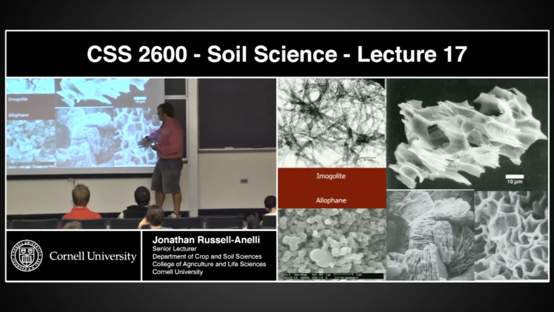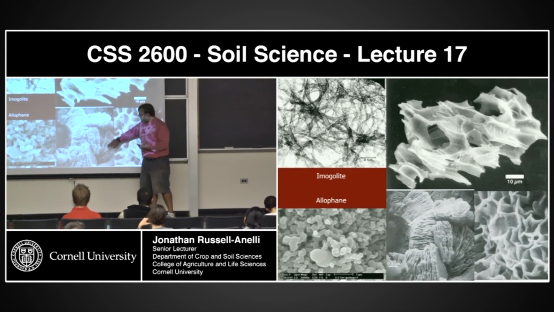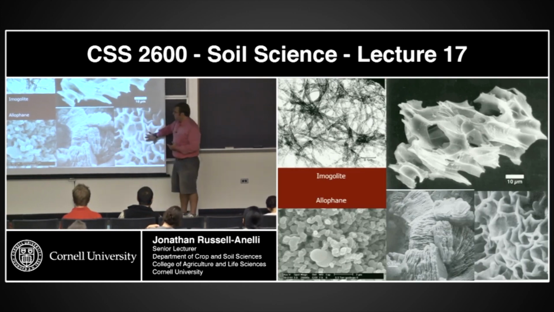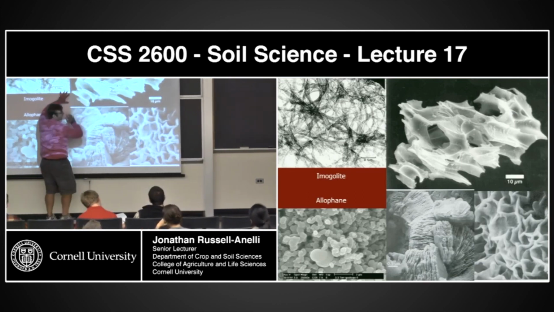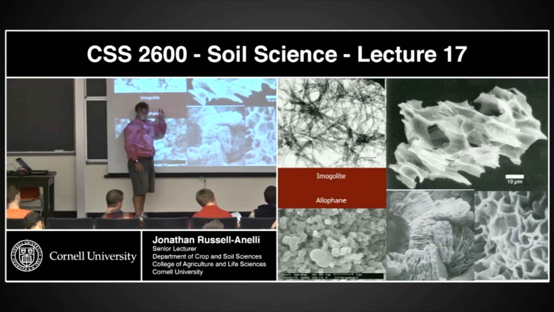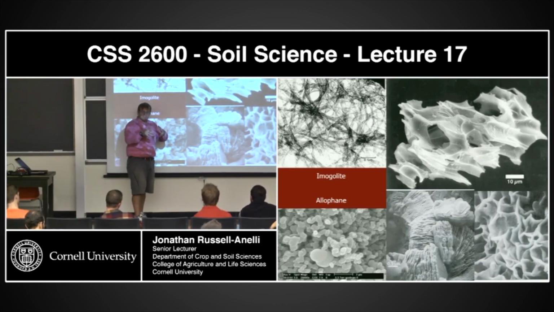I also put in here, this is vermiculite, and this is smectite to give you a sort of comparison. Okay, these are these phyllosilicates. Okay, these are these amorphous materials. So you can see that they physically look different. They're not just morphologically, they physically look different.